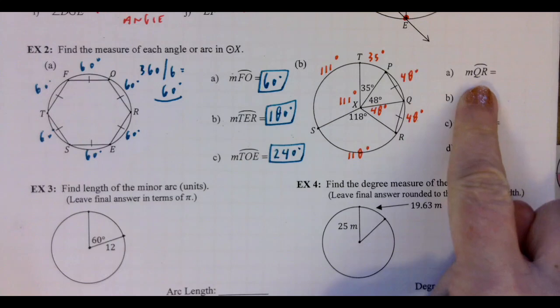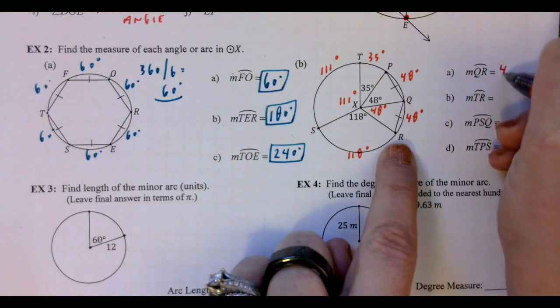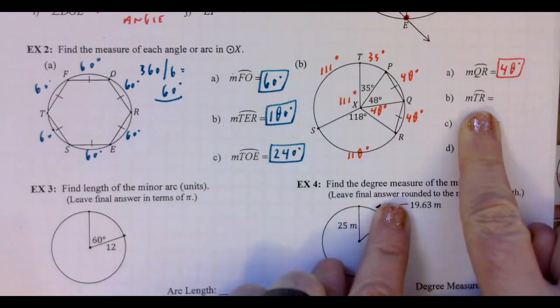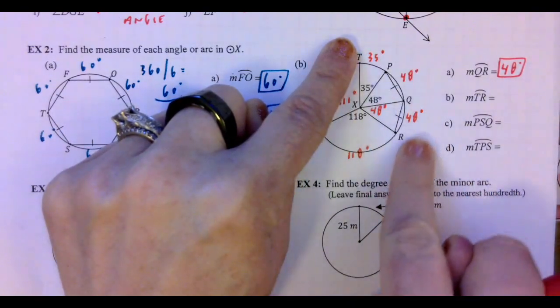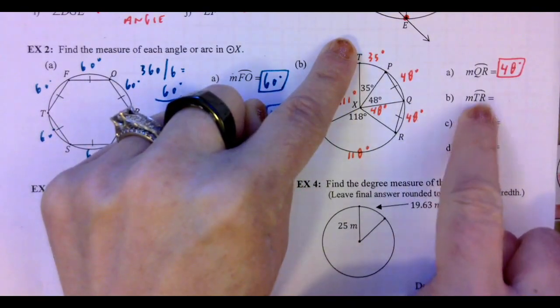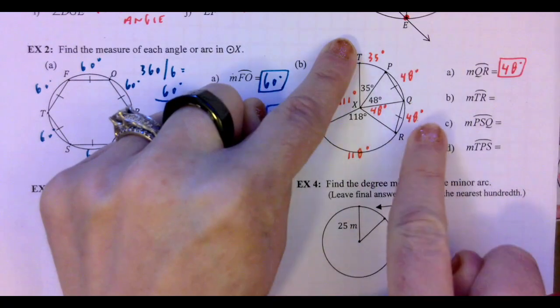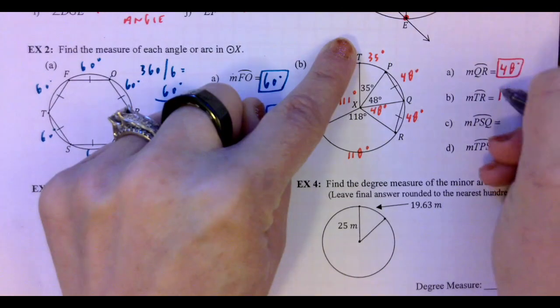Now I'm asking for arc QR. So here to here, the minor arc, 48 degrees. Okay, T to R, so T to R, here to here. Again, the shorter pathway because it's two points right there. So if I add up the 35, the 48, and the 48, I get 131 degrees.